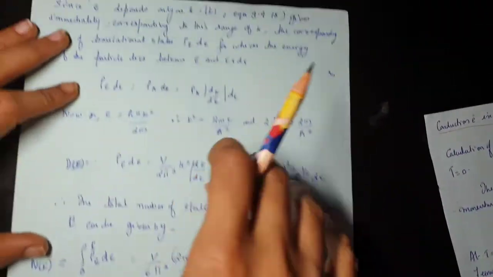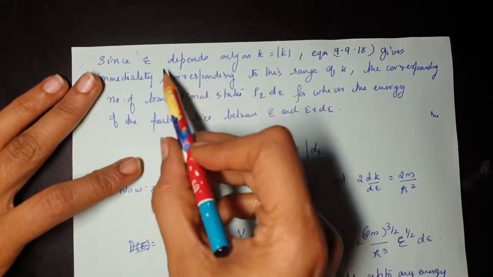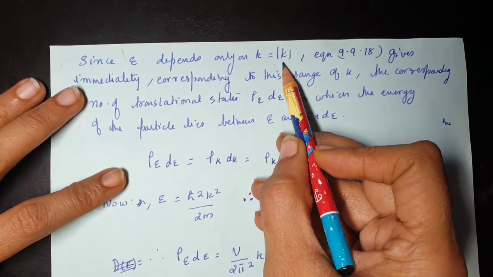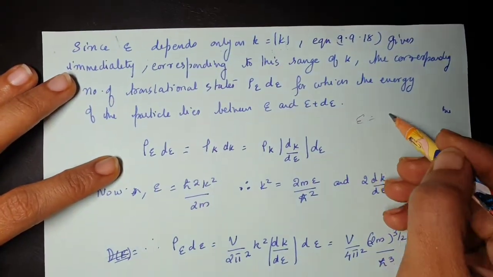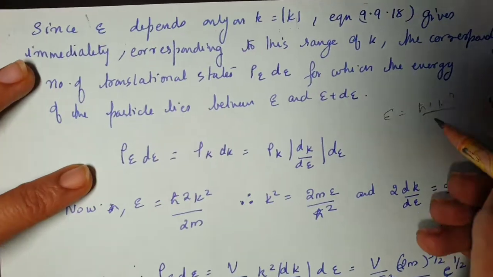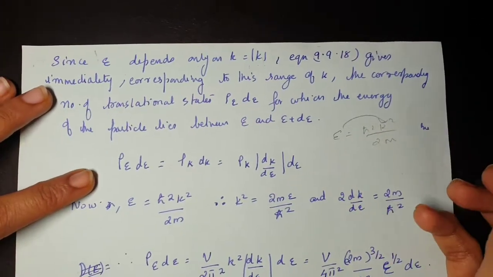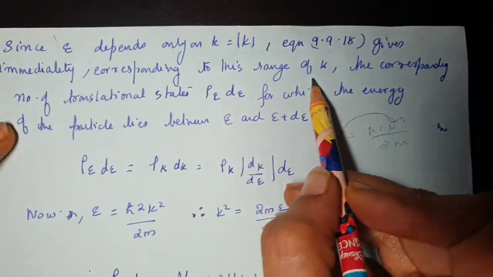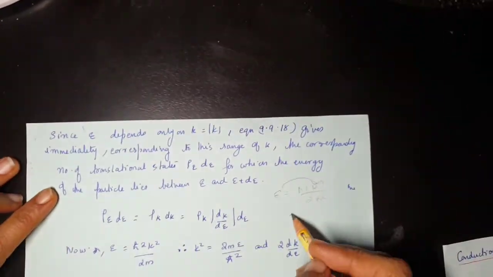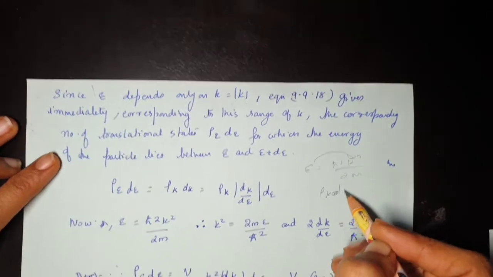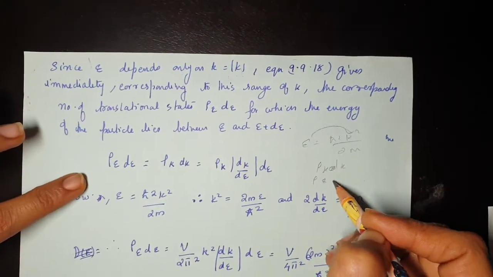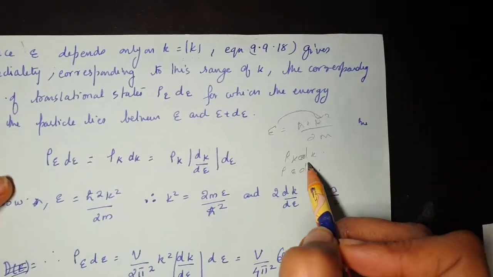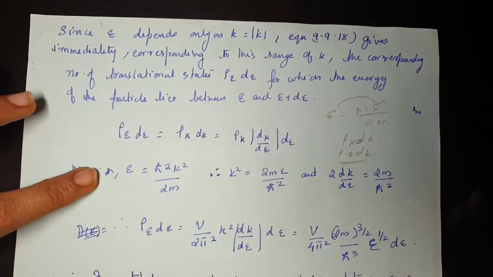Now, in the previous lecture, we saw that energy depends on k, the magnitude of k, because we already know that E is equal to ħ²k² by 2m. So E is directly proportional to k². This immediately gives, corresponding to this range of k, where we found ρ(k) dk, this will even give us ρ(E) dE. Because k gives you directly the value of energy.